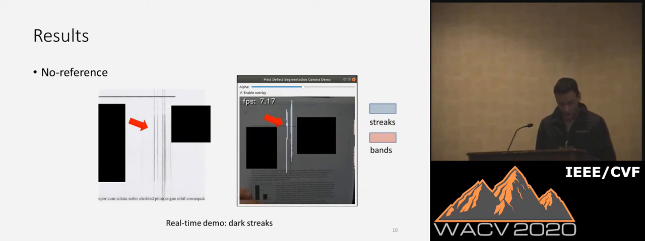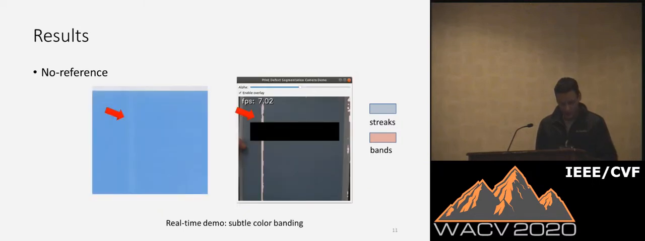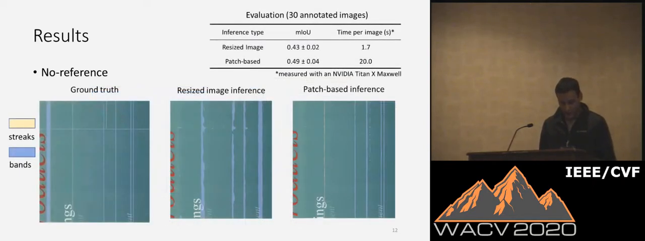Here we have some results for our no-reference approach, so only the defective image as input. This is a real-time demo with a webcam. We place a page in front of the camera. You can also see here some subtle bending being detected in real-time. Then for a quantitative evaluation, we built a manually annotated test set with 30 pages. We don't achieve particularly high scores, around 50% IOU, but you have to keep in perspective that the defects are quite thin and subtle.